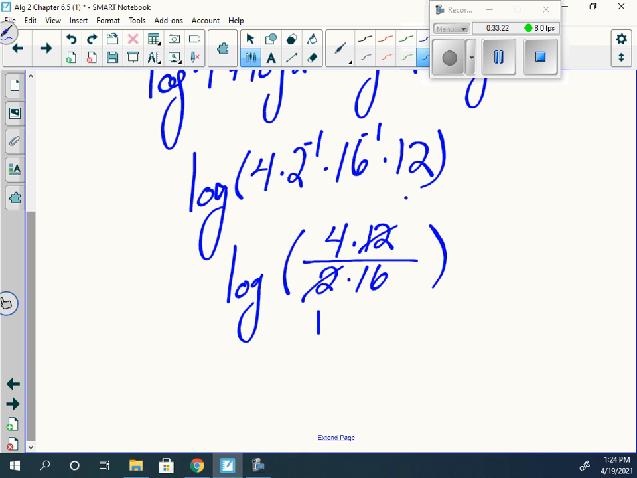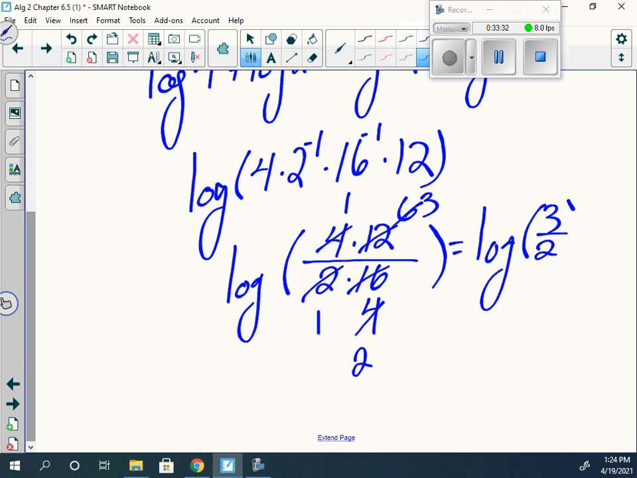Well, 1, 6, 1, 4, 2, 3. So if we plugged it in, it would have been log of 3/2. But again, simplifying down 4 times 12 over 2 times 16 is not a huge deal. But any questions on any of this here?